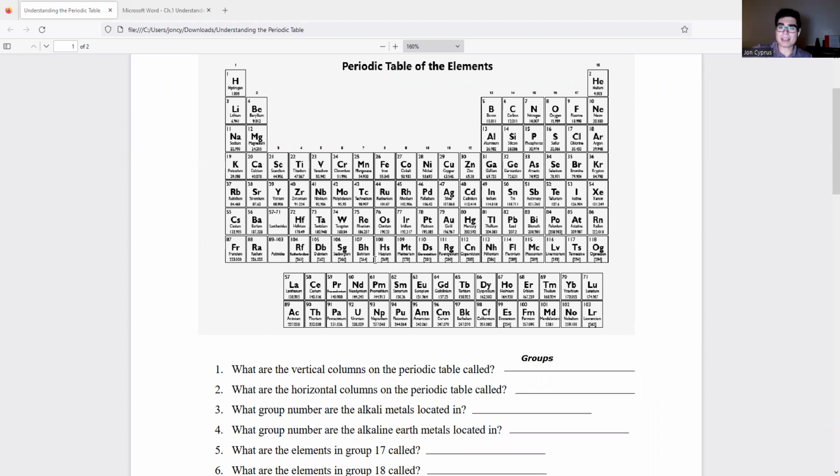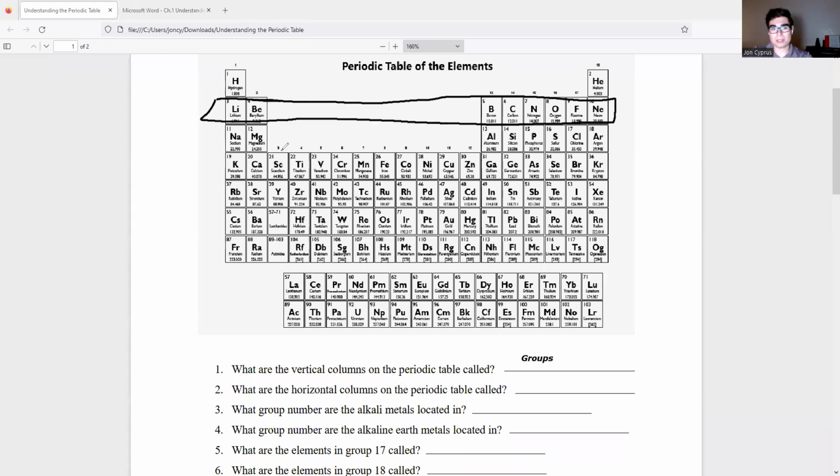Okay. Next, it asks what are the horizontal columns, which would be rows, on the periodic table called. So a horizontal row on the periodic table, like this row or like this row, these are called periods.